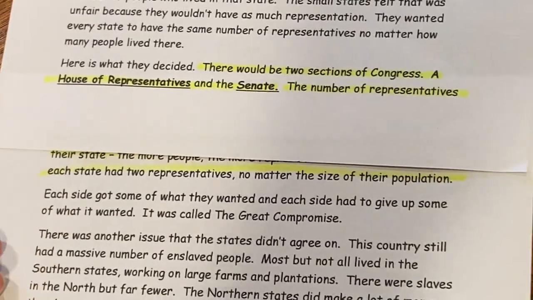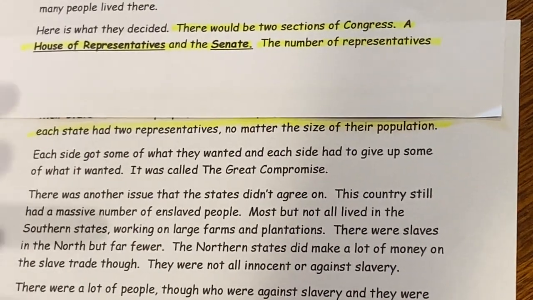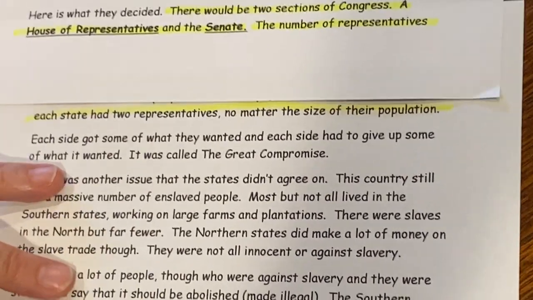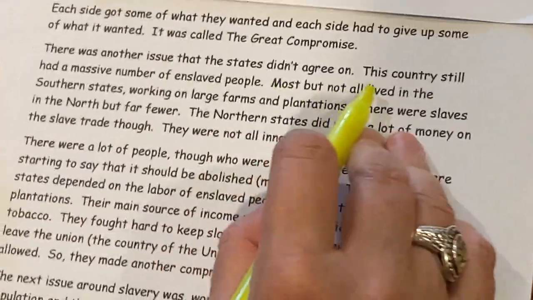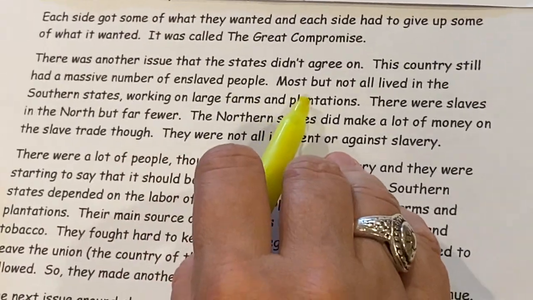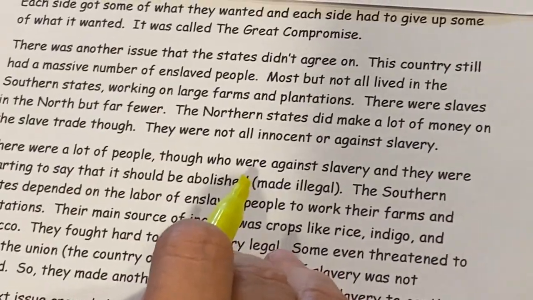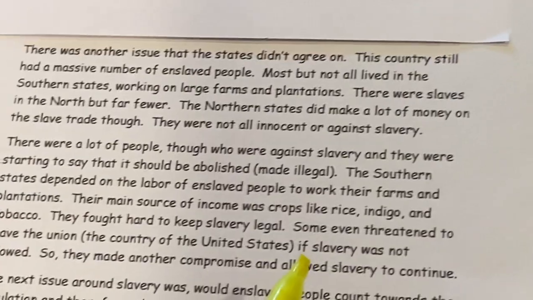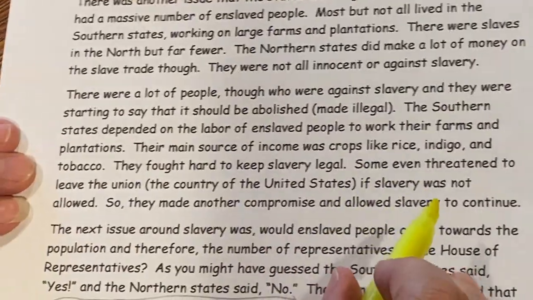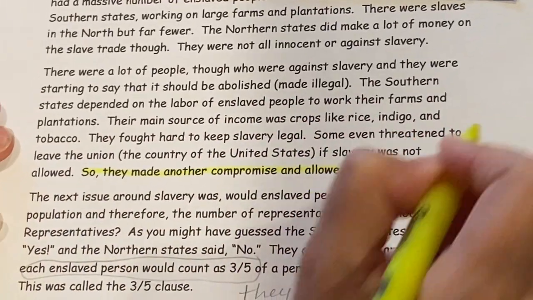Let's see. Now, the other information we're going to include on this poster are the 3 laws that were decided on about slavery. So let's scan that part. There was another issue the states didn't agree on, a massive number of enslaved people. All right. So we learned that the southern states threatened to leave the Union if they made slavery illegal. So they made another compromise and allowed slavery to continue.